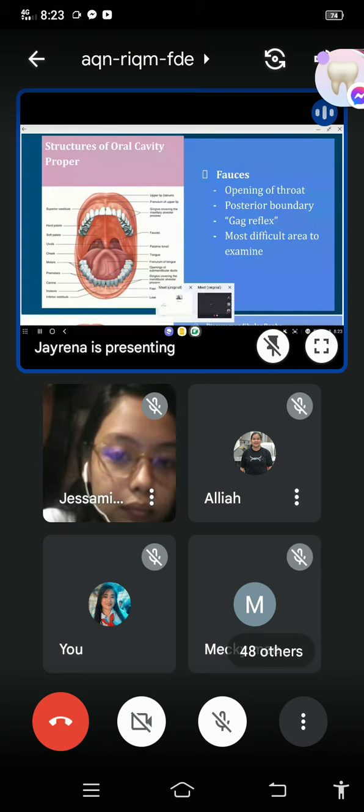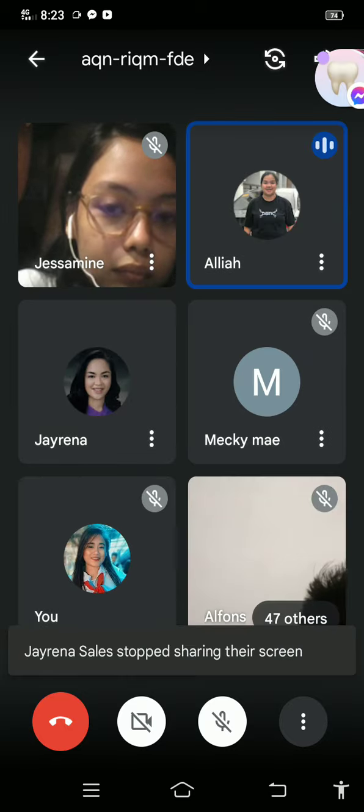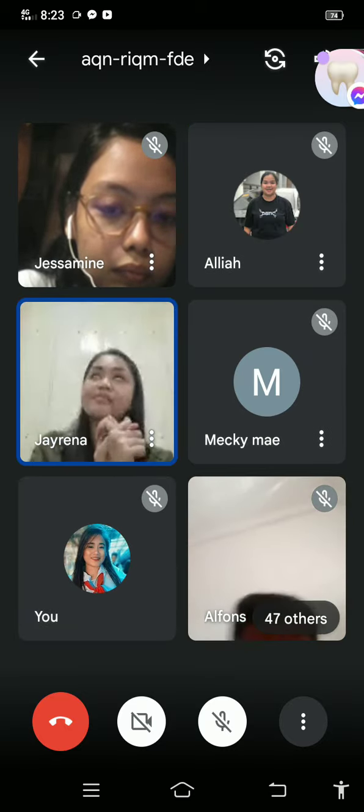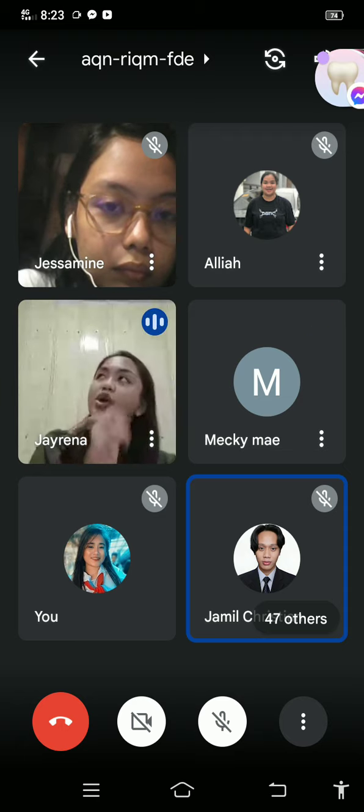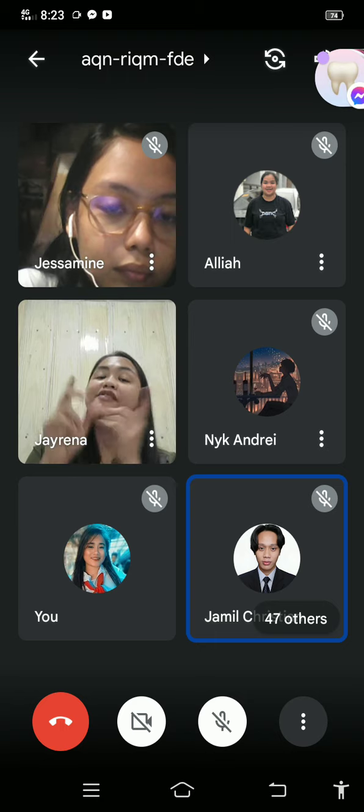Why do you think that is the most difficult area to examine? Bakit mahirap siyang i-examine? Why do you think? Po, nasa likod po siya. Malapit siya sa throat. Kasi po malayo. Malalim. Ano pa? Sensitive. Very sensitive.